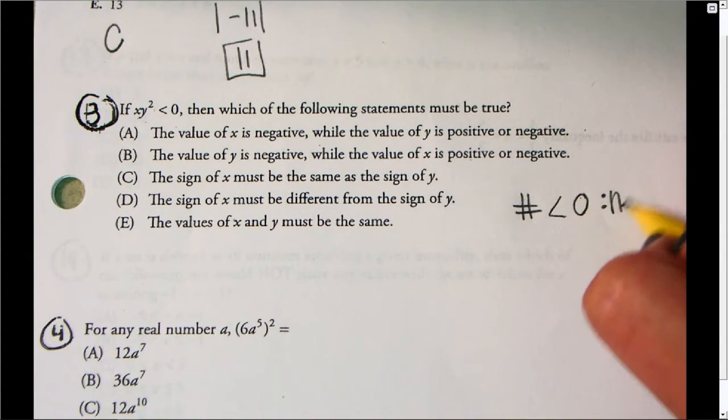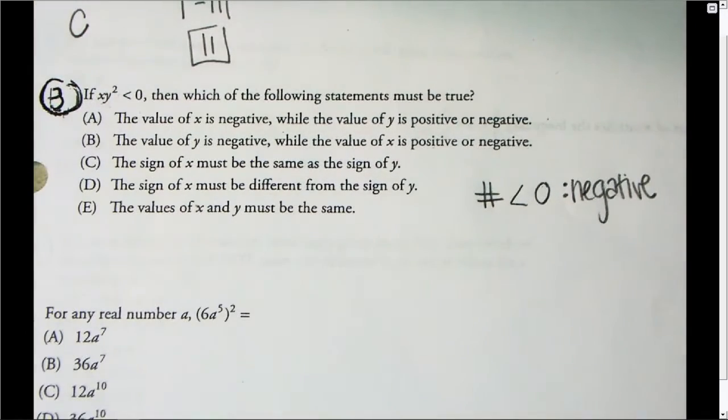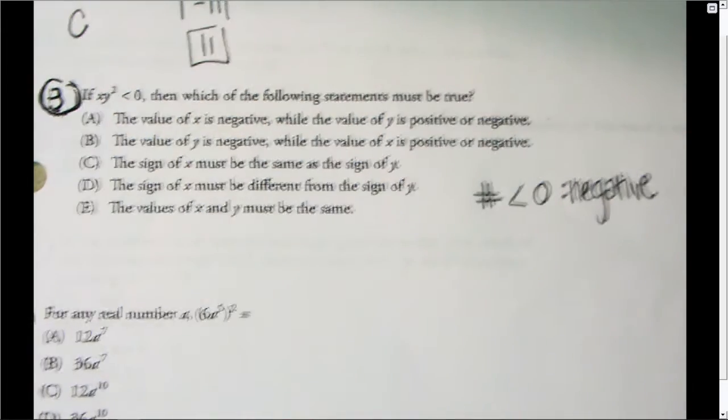So to start this problem, if a number is less than 0, that means that the number is negative. Okay, if a number is less than 0, it's negative. So we need to be thinking in terms of negatives and positives for this problem.